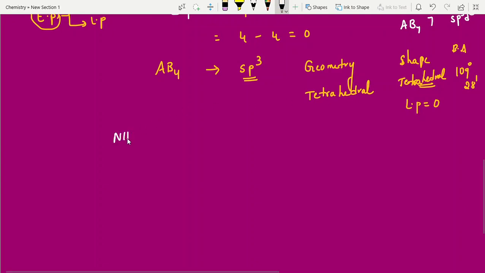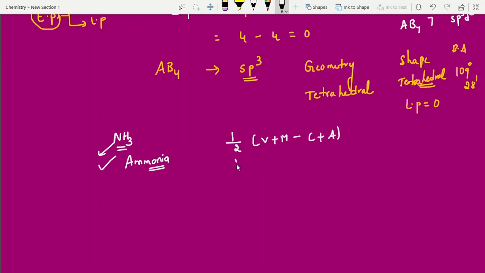So the NH3 molecule. What is this name? Ammonia molecule, right? So here the central atom is nitrogen. Half into V plus M minus C plus A. The valence electrons of nitrogen are 5, right? 5 plus 3. This is also a neutral molecule, right? 8 by 2, 4. 4 electron pairs means, as in the above case, sp3 hybridization.